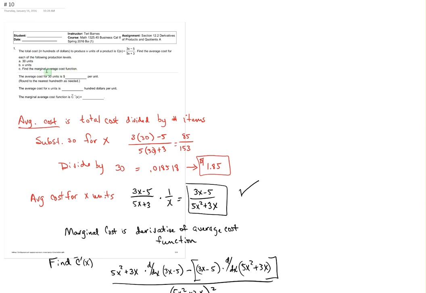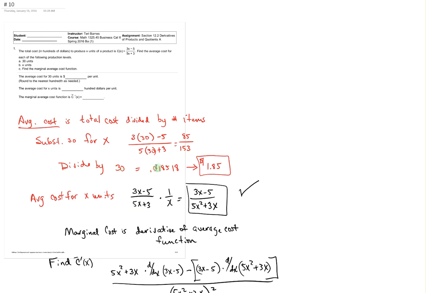Well, remember, when we have marginal, that means it's a derivative. For the first two, we're just doing some algebra. So average cost is the total cost divided by the number of items. So if you're doing 30, you want to substitute that for x units. So 3 times 30 minus 5 over 5 times 30 plus 3, that's 85 over 153. Now, that's the cost of 30. But for average cost, we've got to divide this by 30.